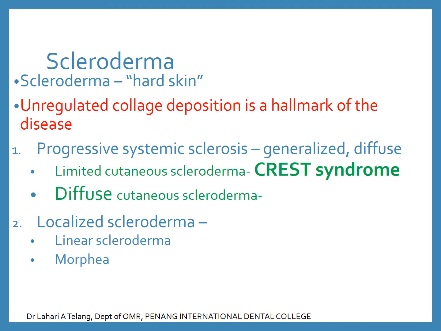The second variety is the localized scleroderma, where a lesser, smaller area is affected, in the form of linear scleroderma or morphea.